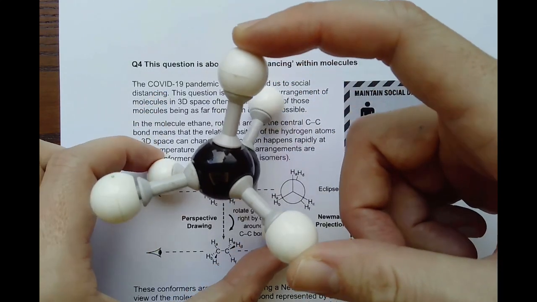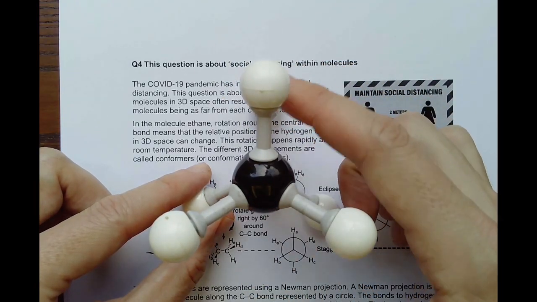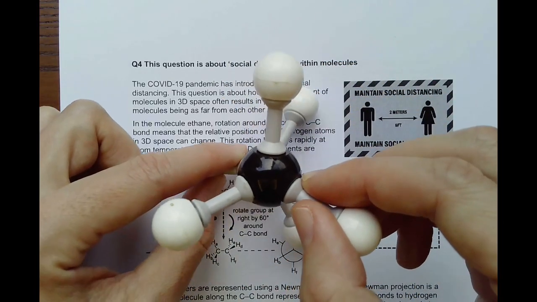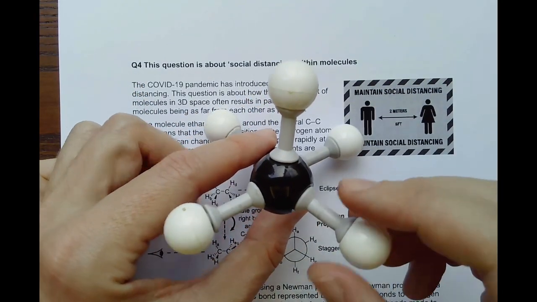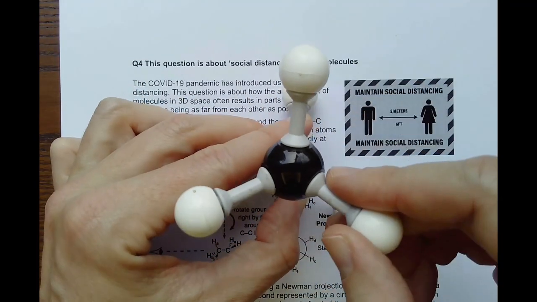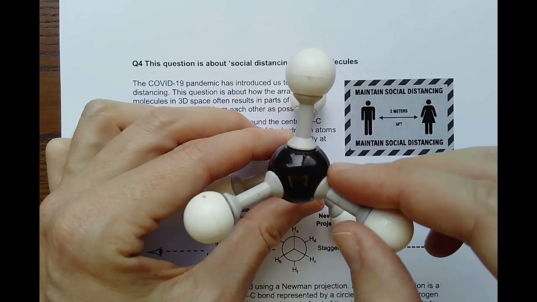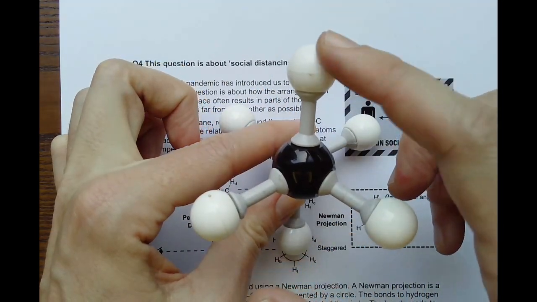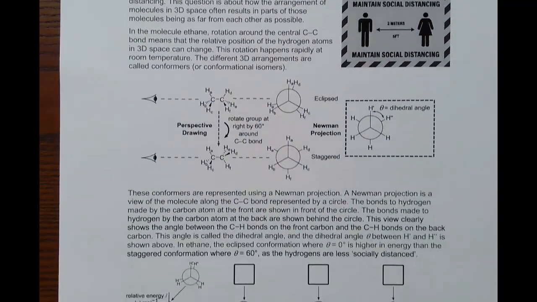If I eclipse them and put them into the eclipsed position, the dihedral angle is now 0. Then if I rotate the one at the back, the angle between here and here is 60. If I keep going, the angle between this one at the front and this one at the back is 120, and then go again, and now the angle between here and here is 180. So that's the basic principle.